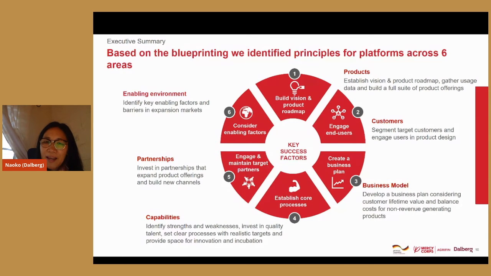Business model, similar to the product vision and roadmap, it's important to have that upfront, especially to have that internally aligned. There will be an investment required in the beginning, and the management needs to buy into that idea of how long and when you want to see this business picking up.